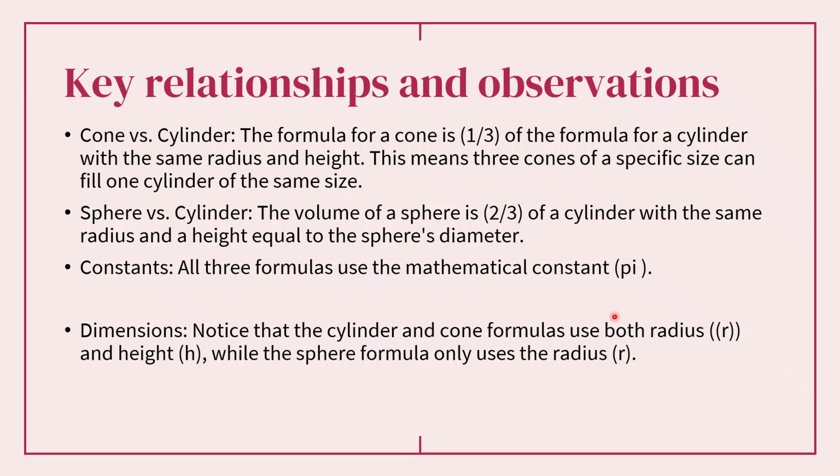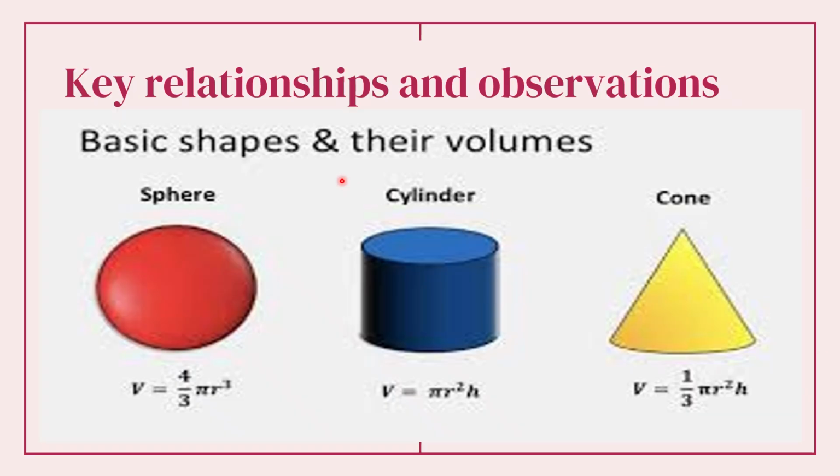Constants: all three formulas use the mathematical constant pi, which is equivalent to 3.14, or you can use 22 over 7. Dimensions: notice the cylinder and cone formulas use both radius and height, while the sphere formula only uses the radius. So here are the basic shapes of their volume. We have the sphere, cylinder, and cone. Please take note of this and you can observe.